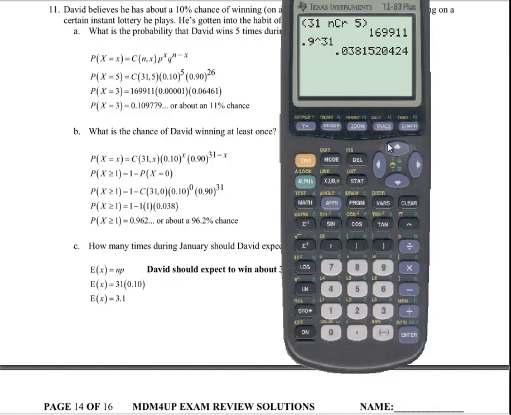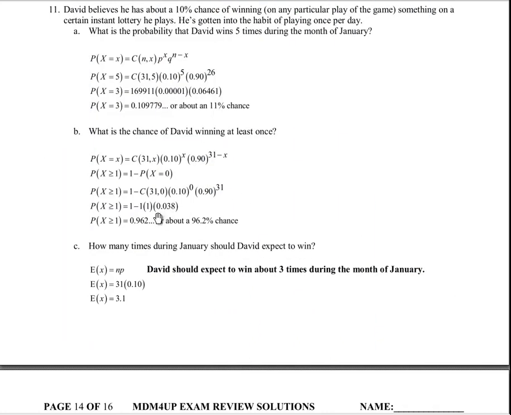That's pretty low. So if we subtract that from 1, we get 0.962. So he has about a 96.2% chance of winning at least once. And see here it says how many times during January would David expect to win? Well, that's the expected value for a binomial, which is np. So 31 times the 0.1 would be 3.1. So we should expect to win about 3 times during the month of January.